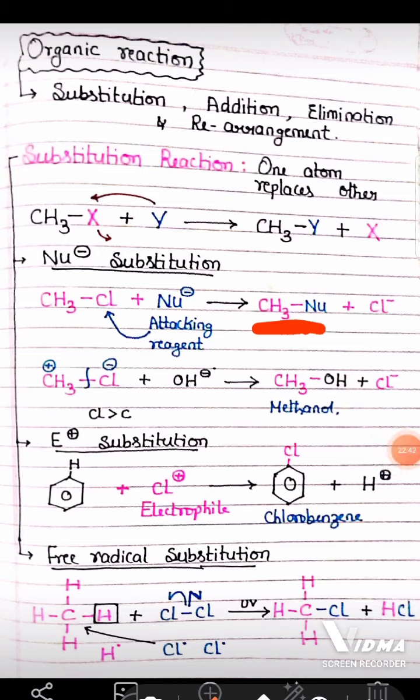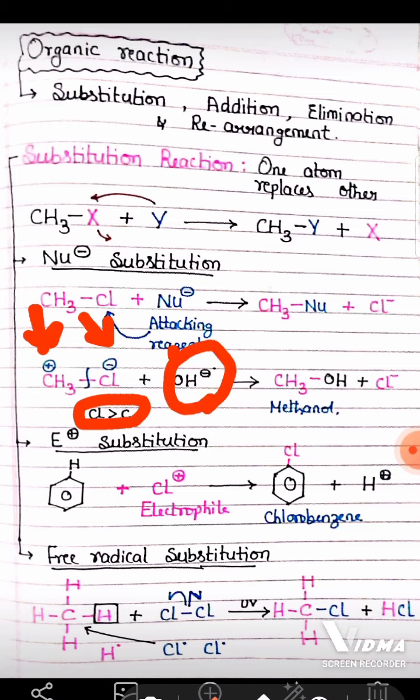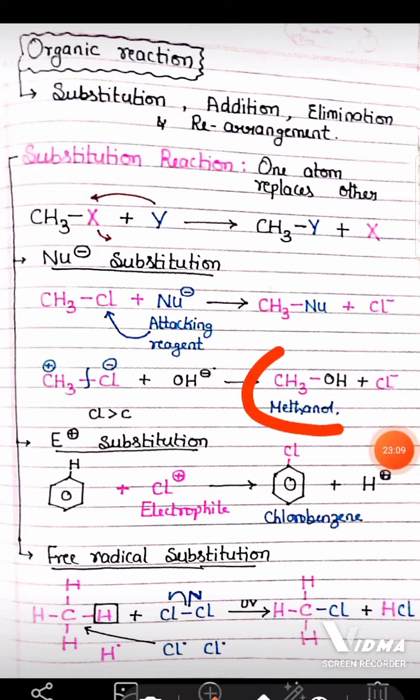For example, in methyl chloride, the bond breaks asymmetrically. Because of electronegativity differences, the carbon gets positive charge and chlorine gets negative charge. Now the nucleophile OH minus is going to substitute the chlorine. Because of that, the product will be methanol, and chloride ion is released as the leaving group.